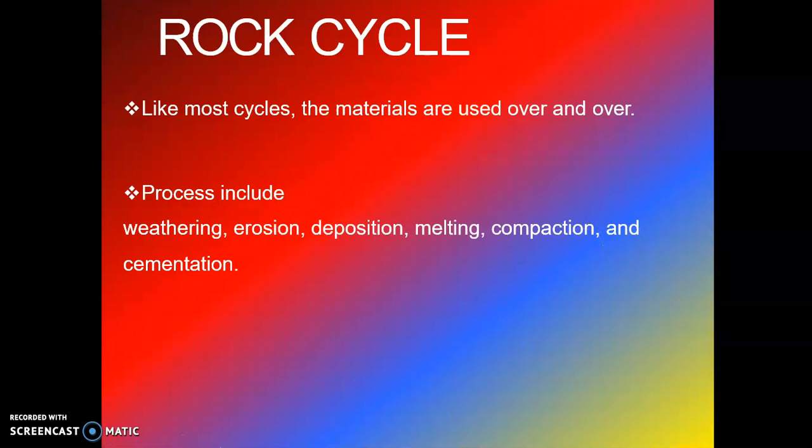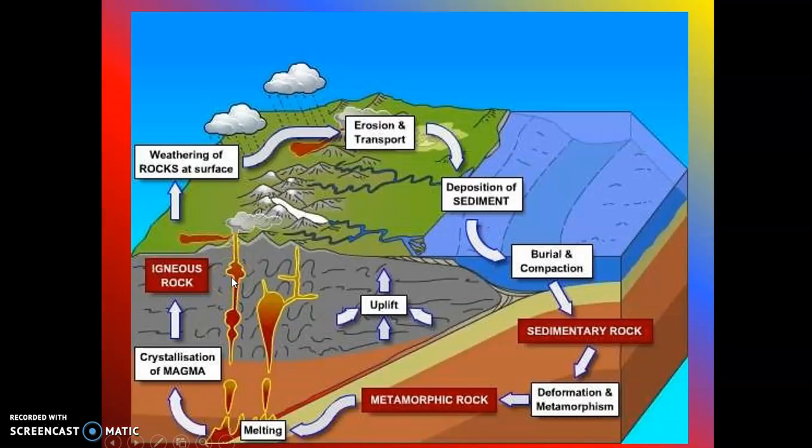Let's look into the rock cycle. A cycle is where the materials are used over and over again, whereby this process includes weathering, erosion, deposition, melting, compaction, and finally cementation. This is the diagram of the rock cycle.